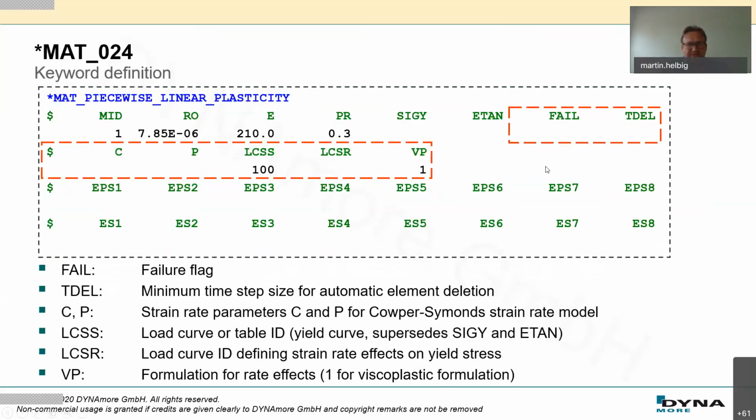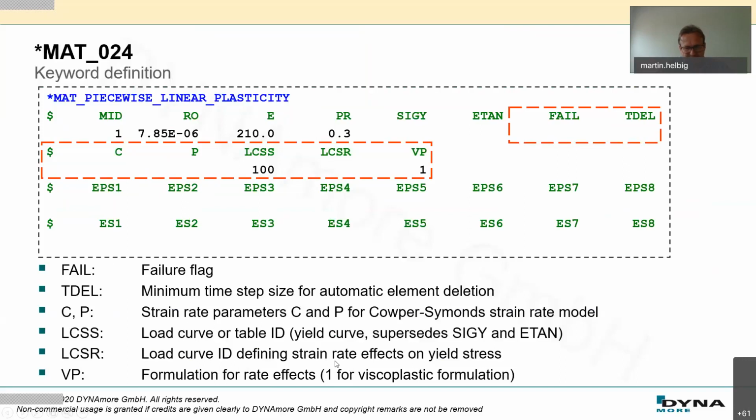We have in MAT24 a failure flag. This means when a certain plastic strain is reached, the element will be deleted. There's also a minimum time step for the automatic element deletion. We can describe the strain rate effects with the Cowper-Symonds law over the parameter CP. We can also describe it over a table at LCSS. And there's also a third opportunity to describe the viscoplastic behavior over a load curve.